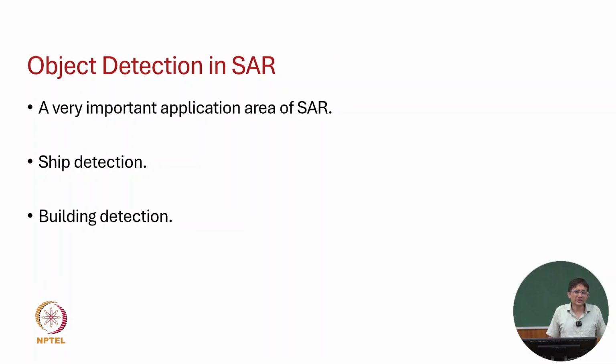Object detection in SAR, as I mentioned, is a very important problem area. As I have discussed already, object detection is something we will be discussing in more detail this week, in fact in the next lecture itself. Ship detection, as I mentioned already, has a lot of scientific work around it. Building detection is also another interesting problem.